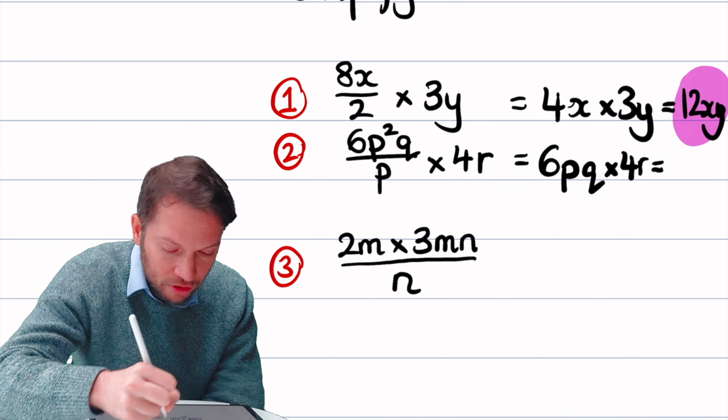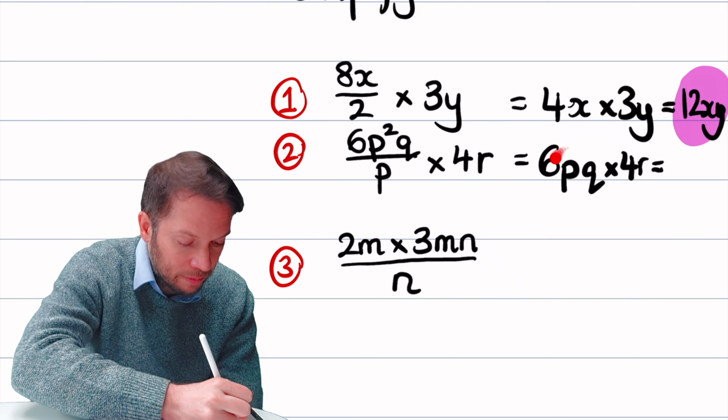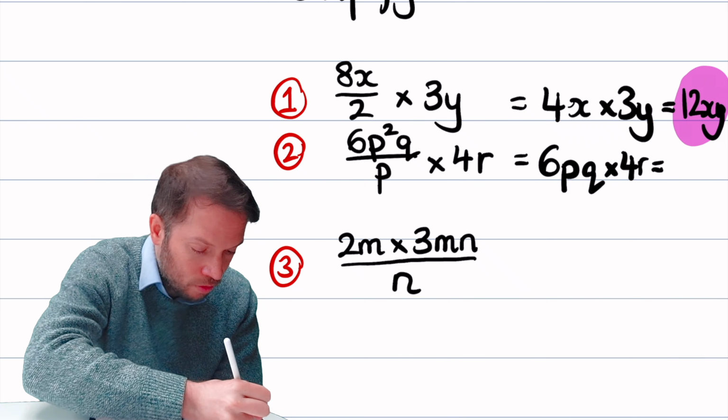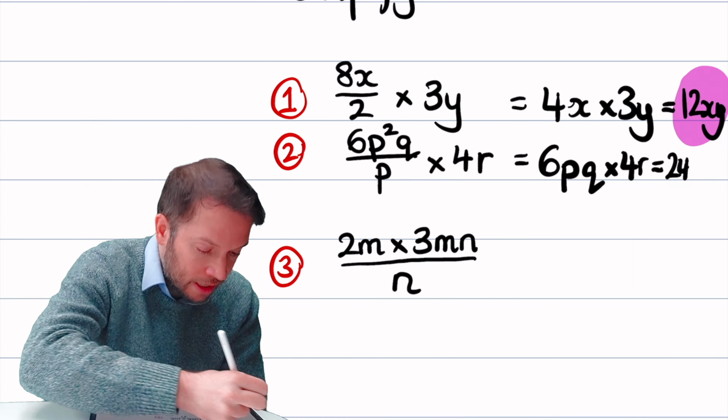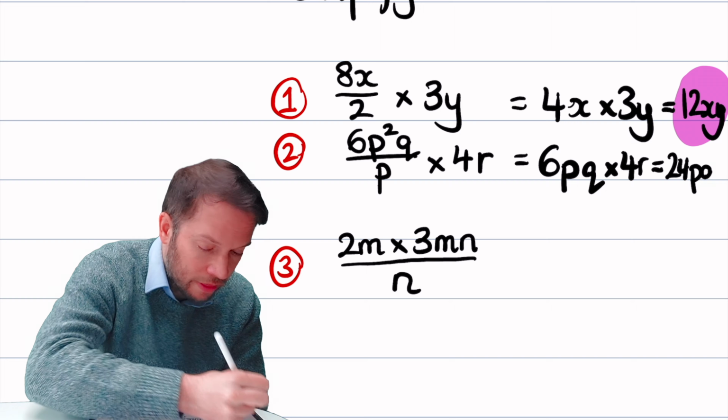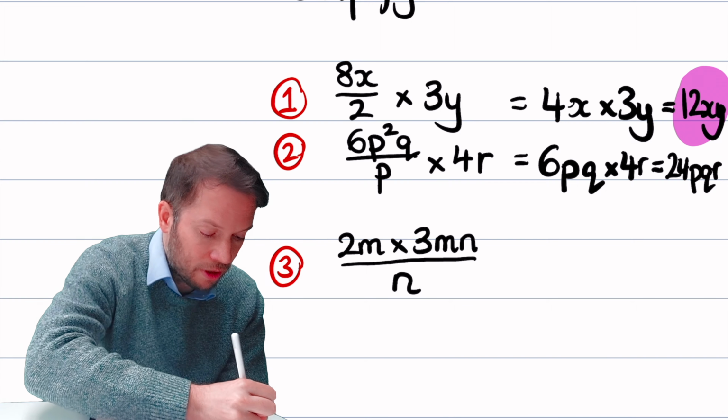Now, again, we multiply the numbers first. So the 6 times the 4 is 24. And then you put the variables in alphabetical order. So we've got a p, a q, and an r like that. So 24pqr, and that is the final answer.